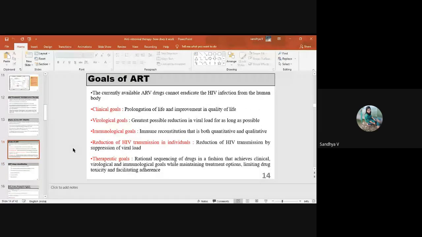The main goal of ART: they cannot eradicate the HIV infection, but as I already said, they can suppress the HIV viral load. So the ART's clinical goal is to prolong the life of the patient, and the virological goal is to suppress the viral replication and reduce the viral load to below the level of detection. Coming to the immunological goal, it is to improve the immune response both quantitatively and qualitatively, and reduce HIV transmission. There is no preventive strategy to stop HIV transmission, but by the use of ART, we can stop the transmission from one person to another. Overall, the therapeutic goal is to prevent HIV from being transmitted from infected persons to non-infected persons.